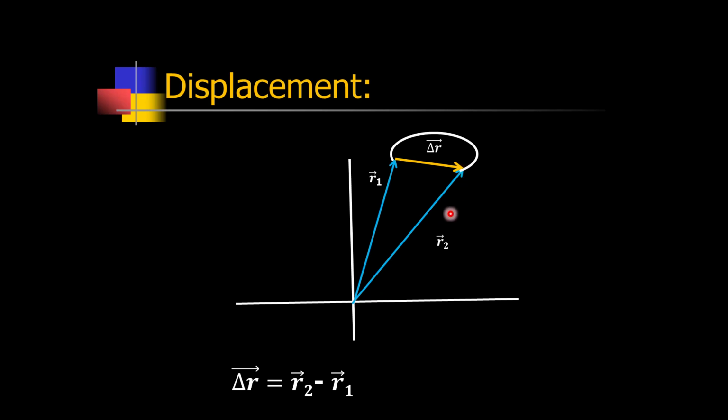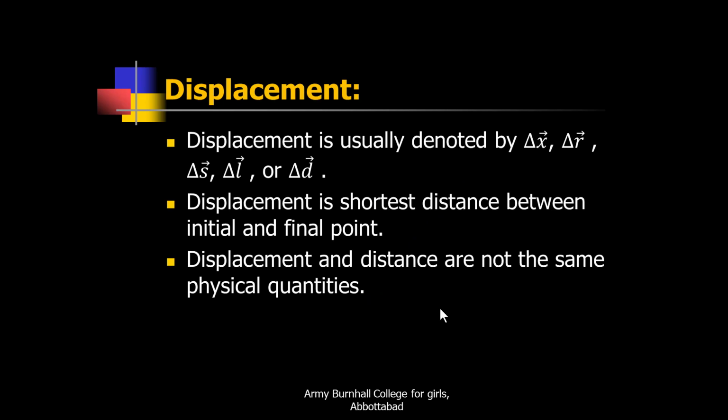Okay, we can draw a vector over here that will give us minus R1, and delta R is equal to R2 minus R1. So it is basically the shortest directed distance from the initial position to the final position. It is usually denoted by delta: delta X, delta R, delta S, delta L, or delta D with a vector sign, because displacement is a vector quantity. It is the shortest distance between the initial and final point, and distance and displacement are not the same physical quantities. Keep this in mind.